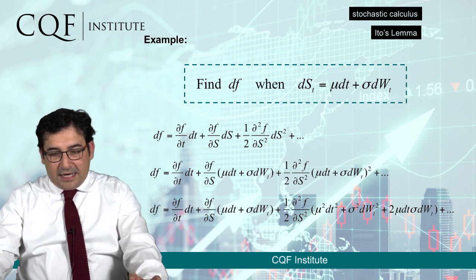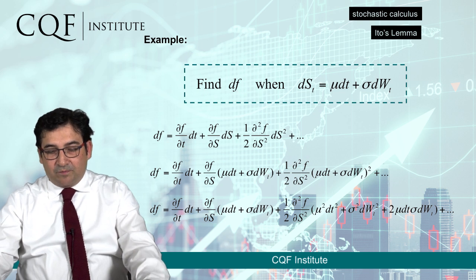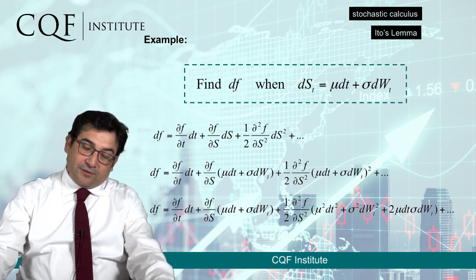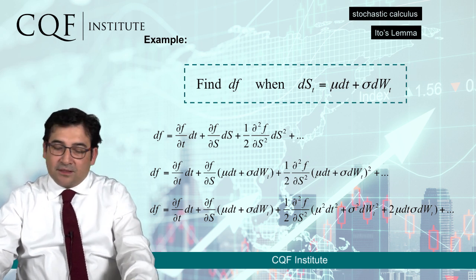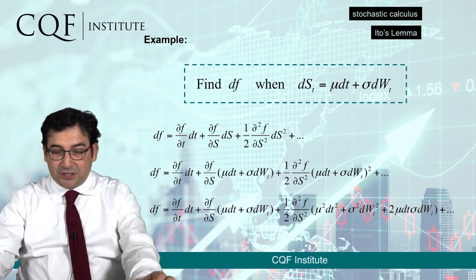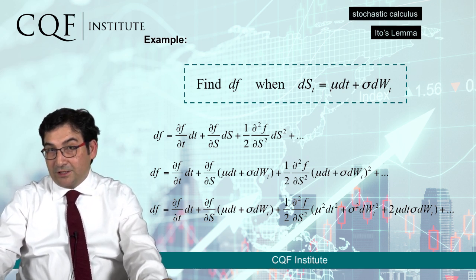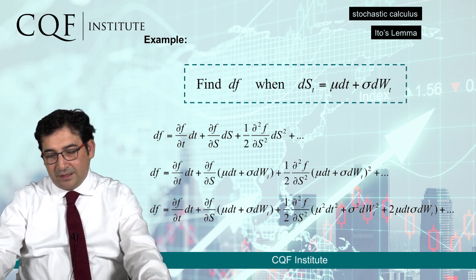When we look at Ito's lemma and the type of problems that it can solve, they are slightly different from the ones of Taylor. Even though the formula is fundamentally the same, what we are trying to find now is not the approximate function, it is the change in the value of the function. The change in the value of the function, which we call df, is the increment in f.